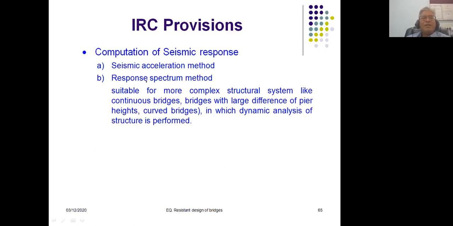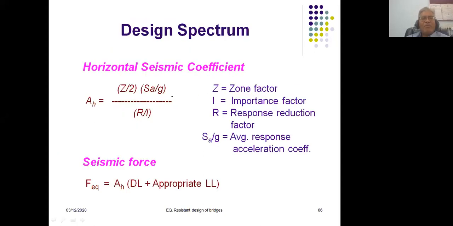For seismic response, there are two methods, the seismic acceleration method and the response spectrum method. The response spectrum method is suitable for complex structural systems like continuous bridges, bridges with a large difference of pier height, and curved bridges, in which dynamic analysis shall be performed. And this is a very similar formula to that prescribed by IS 1893. So the design horizontal seismic coefficient can be determined by Z/2 times Sa/g times R/I. Here R is the response reduction factor, I is the importance factor, and Sa/g is the average acceleration coefficient. And seismic force can be determined by the horizontal acceleration, Ah, times the seismic weight.